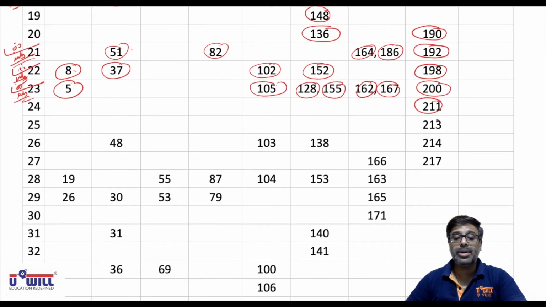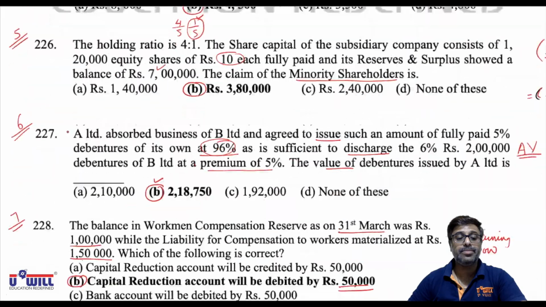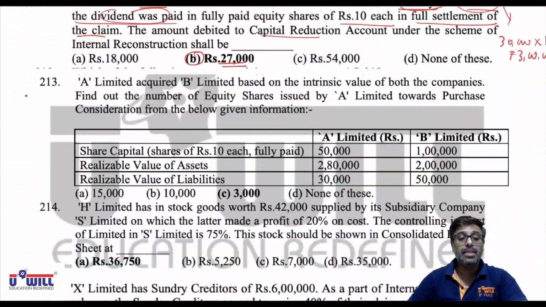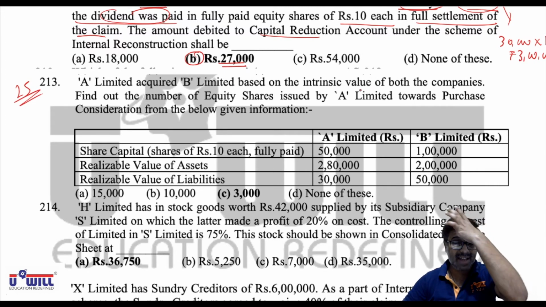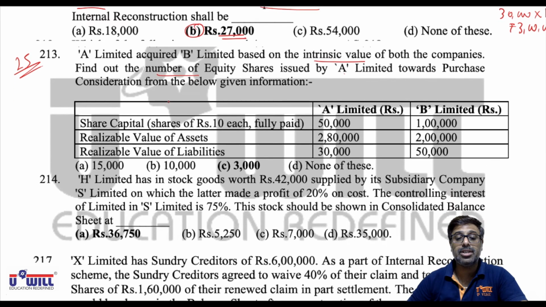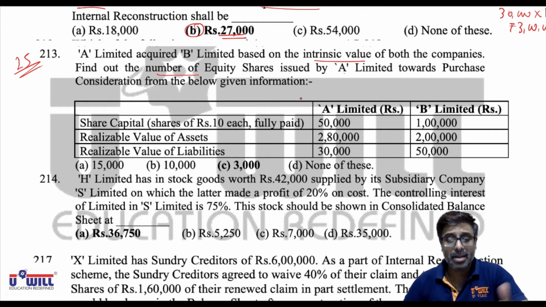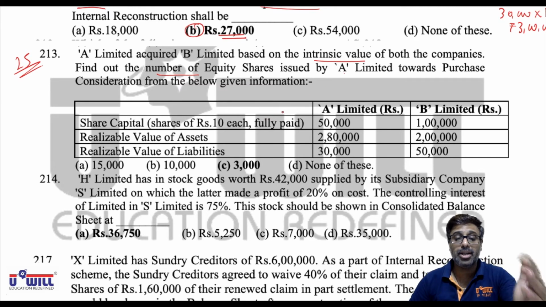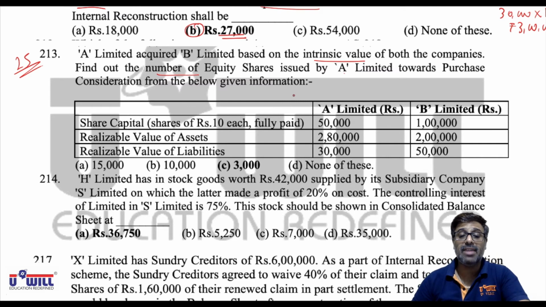Now question 213, that is 25th question. Look at it. A Limited acquired B Limited based on the intrinsic value of both the companies. Find out the number of equity shares issued by A Limited towards the purchase consideration from the below given information. Today only we discussed similar this intrinsic value question earlier also. Reverse the intrinsic value to find the number of shares. However, since now I have marked it, I'll do it.